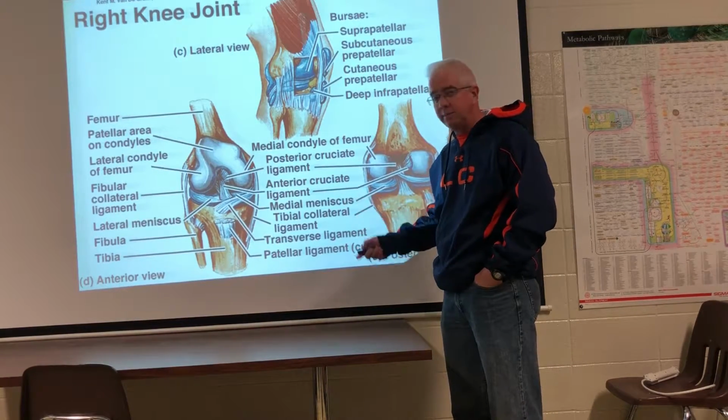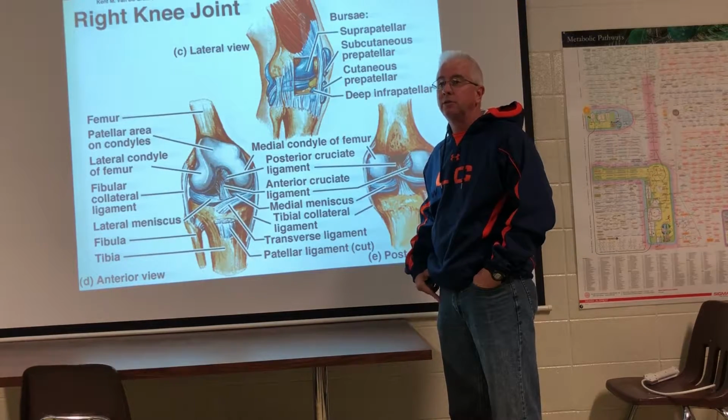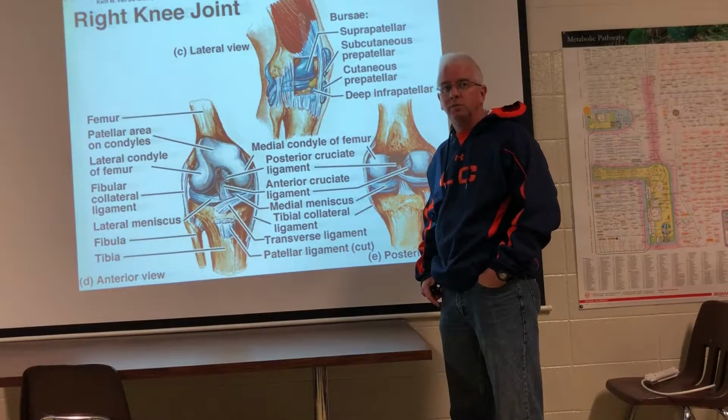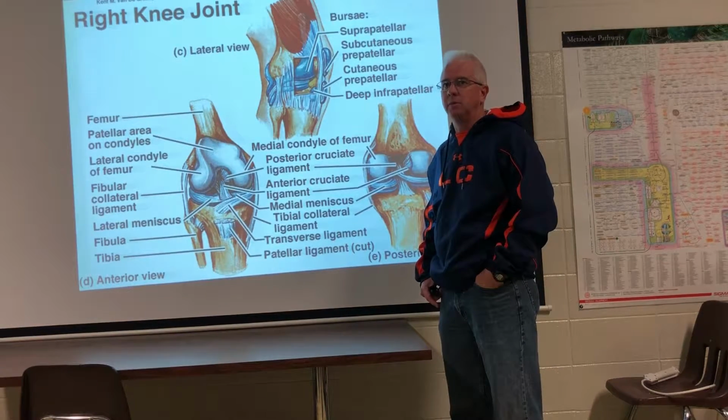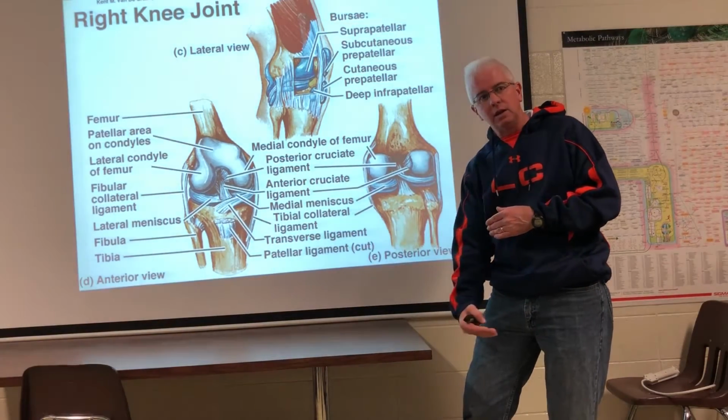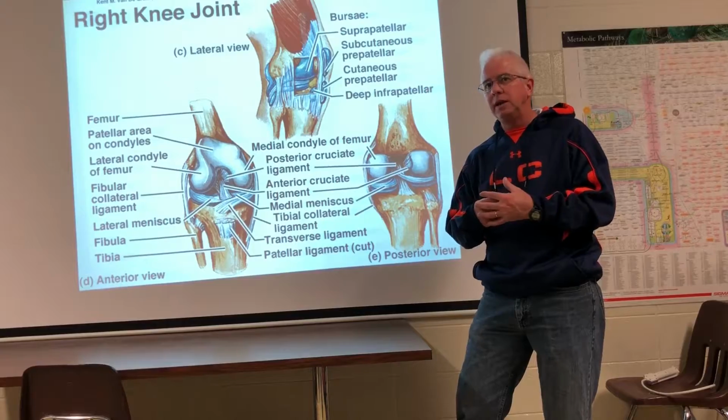It's also called the tibial collateral. Most people call this one the MCL, the medial collateral ligament. This one prevents the medial movement of the femur condyles on the head of the tibia. So a blow from the lateral side this way on the knee will cause damage to the medial collateral ligament.